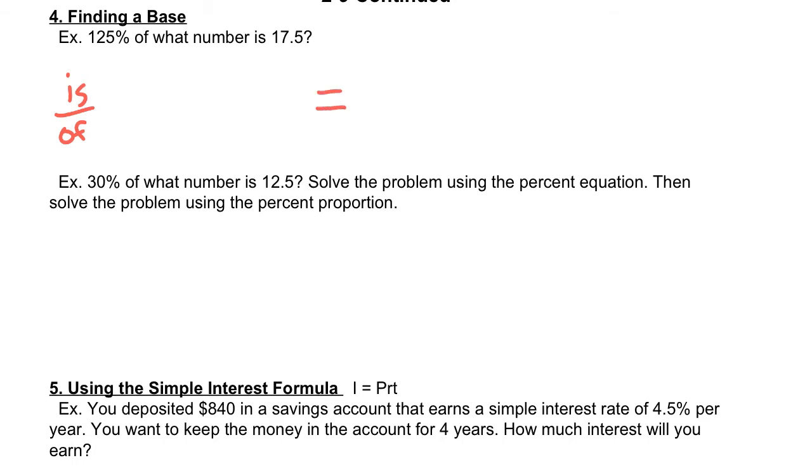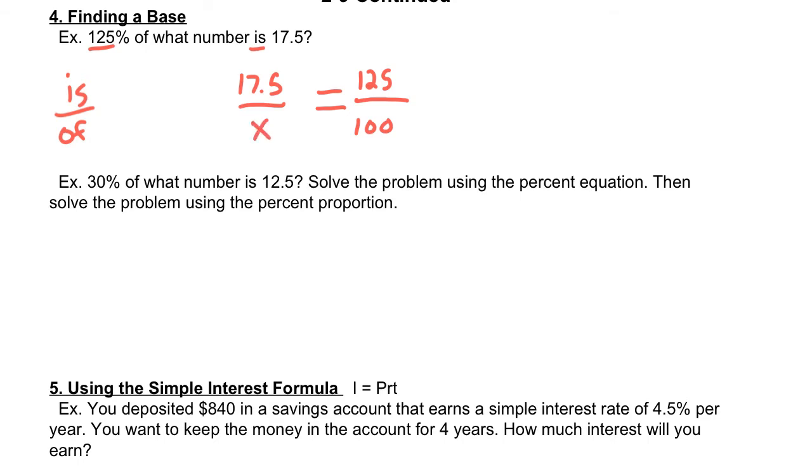So for that, I'm going to have my side with 100% always, and then I'm given 125%, so that goes on the top. Yes, it's possible for there to be more than 100% of something. There are percent increases of things. When you represent a percent increase, that percent is over 100%. So this says 125% of what number is 17.5? Is 17.5 will go on the top, and this is the whole on the bottom.